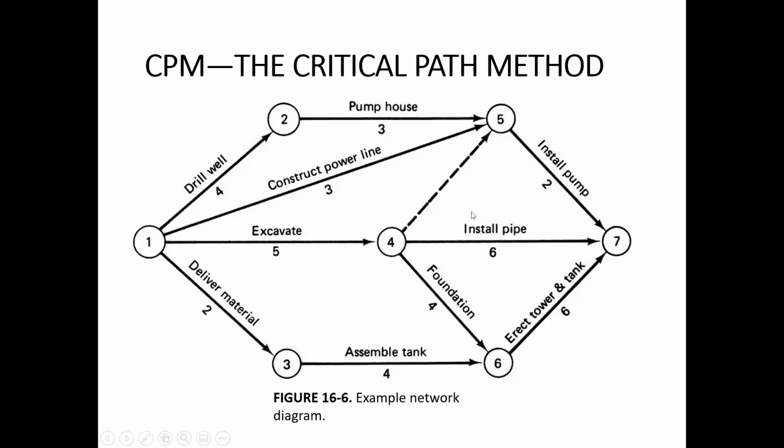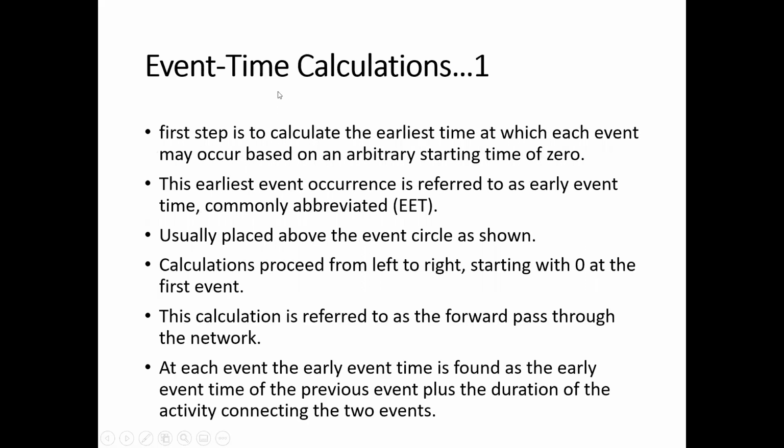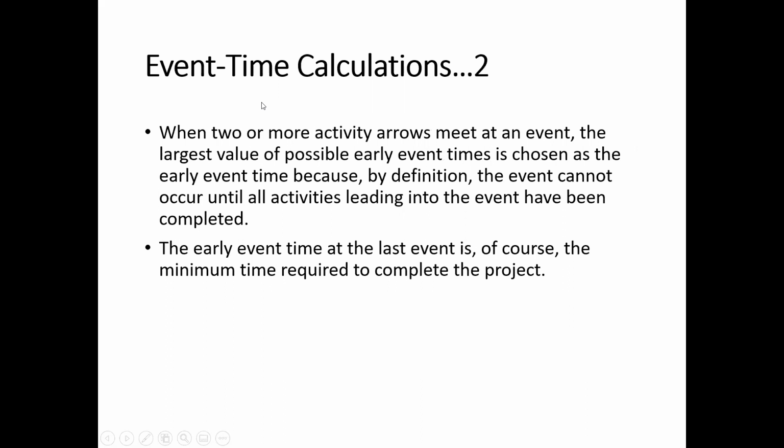Once you establish this activity on arrow network diagram, the next step to complete the network is to perform calculations. The calculations will be performed to calculate the activity start and finish times, and also the event start and finish times. So event start time, event finish time, for example, in this network. For this, you will perform the event time calculations.